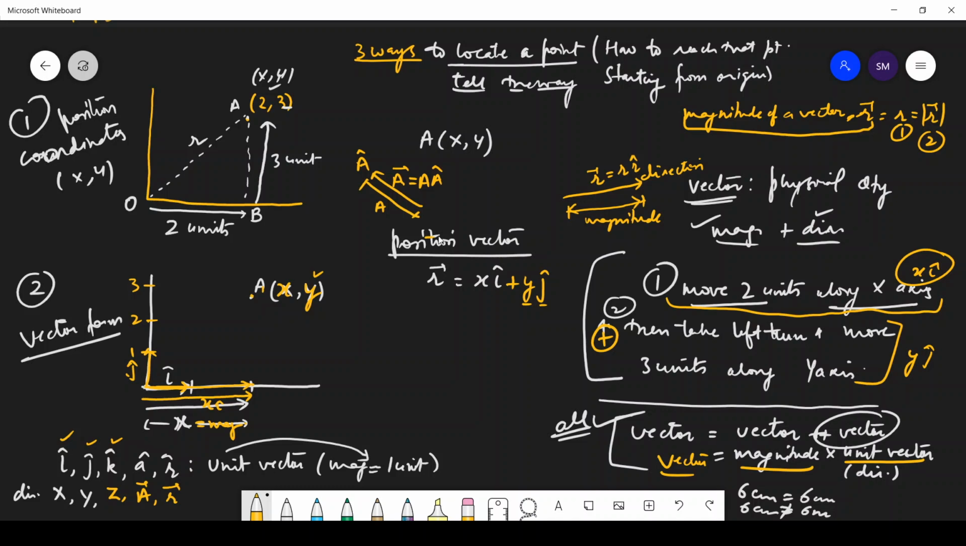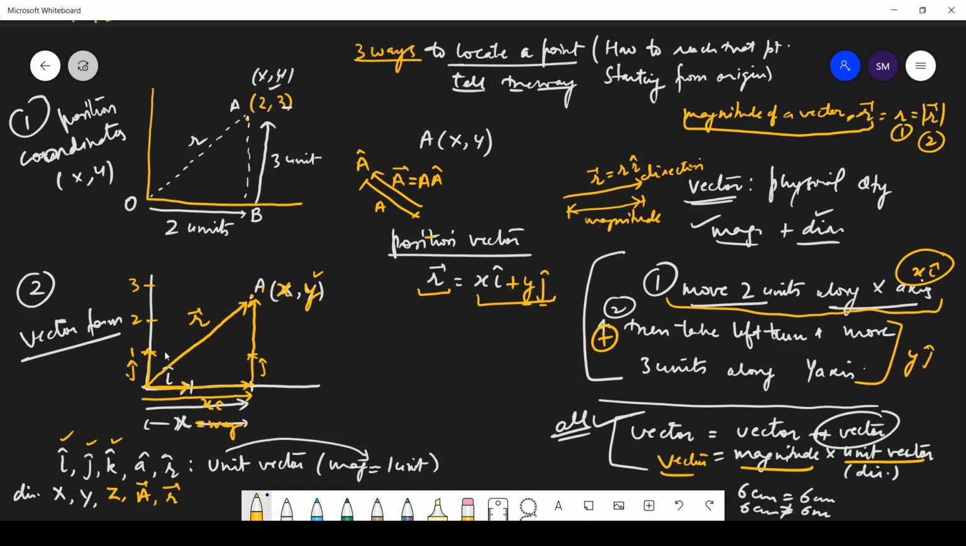You need not write this whole thing. That's the beauty of physics, you can express yourself very well mathematically. Now y units in which direction? That's the direction, this is j cap, a unit vector telling you the direction. It does not affect the magnitude when you multiply with the unit vector, because the magnitude is 1. So that's how we write the position vector. So this is your position vector r. Vector is equal to vector plus vector.